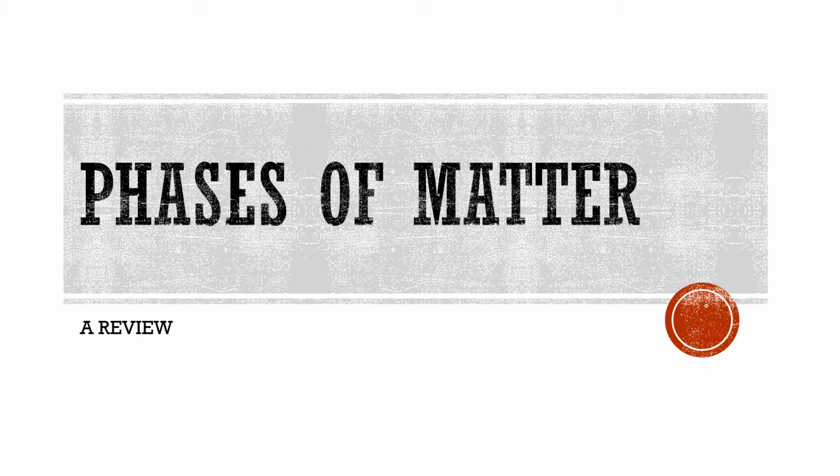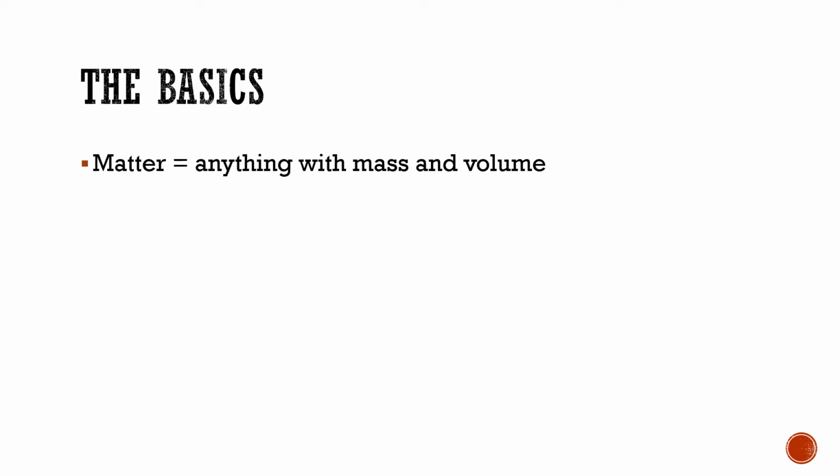In this video, I will review the phases of matter, their characteristics, and the various types of phase changes matter can undergo. By definition, matter is anything that has mass and volume. Depending on various factors like temperature and pressure, matter will exist in a particular physical state or phase.